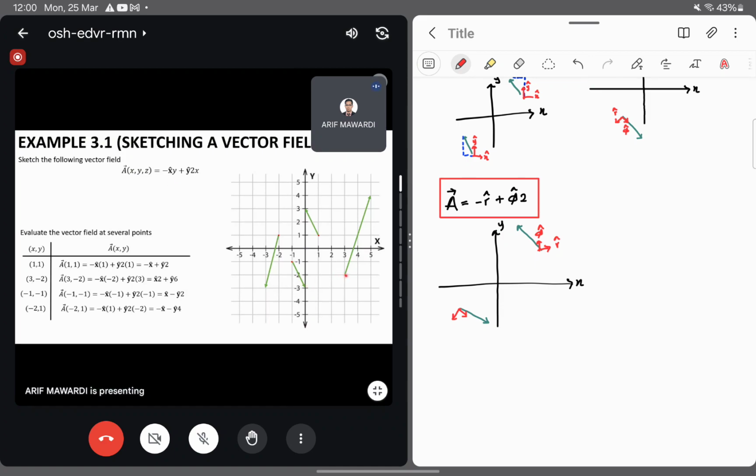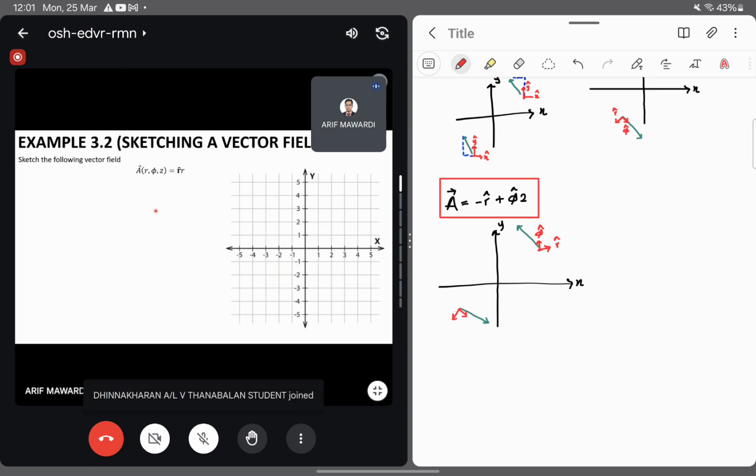So now you can see that in a vector field, at different locations, the vectors look different. Why? Because our vector field now depends on the location. In this case, it depends on y and x. So at different values of x and y, our vector looks different.